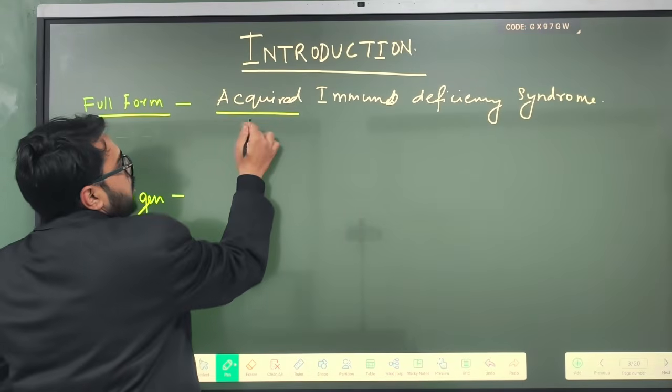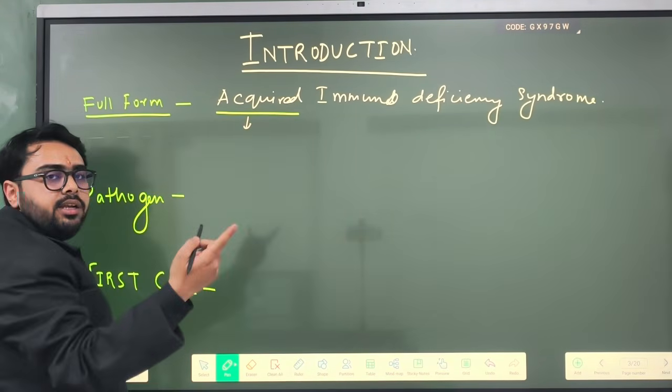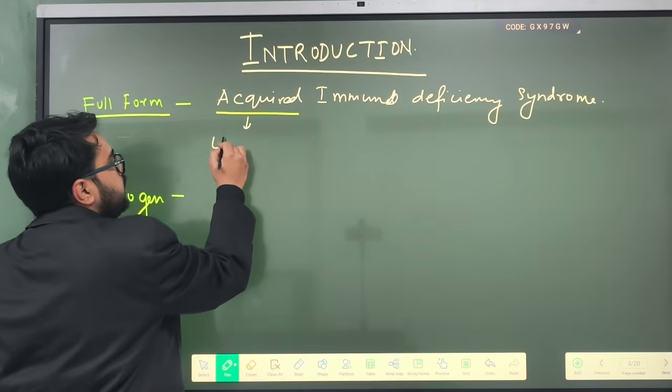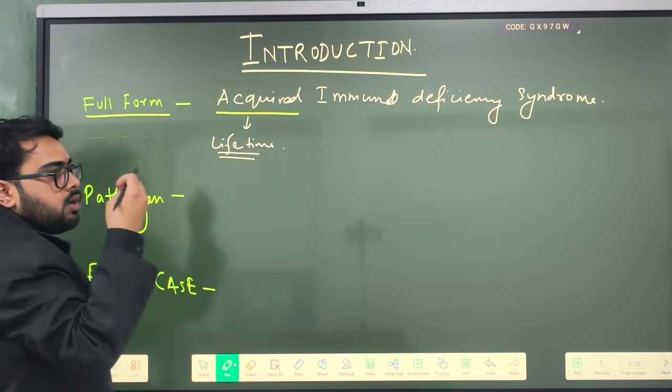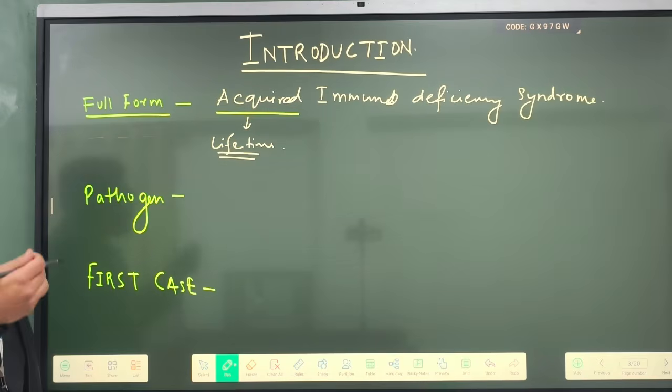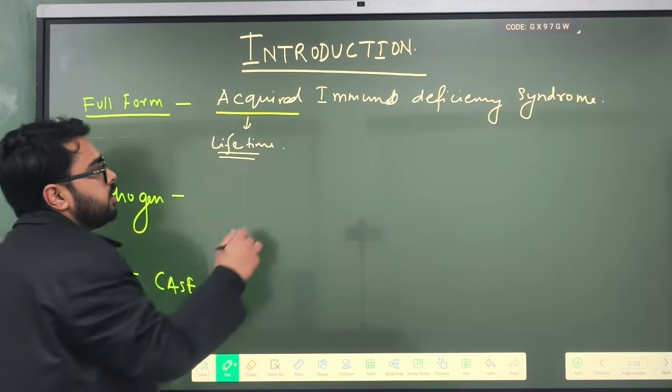Acquired means this disease is not congenital in nature. This disease occurs in the lifetime. It is a lifetime disease. NCERT says it is not congenital. It is not from birth.